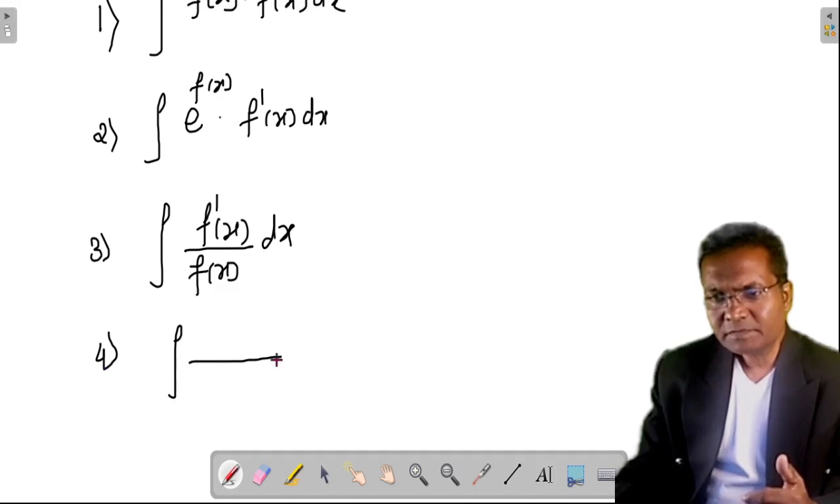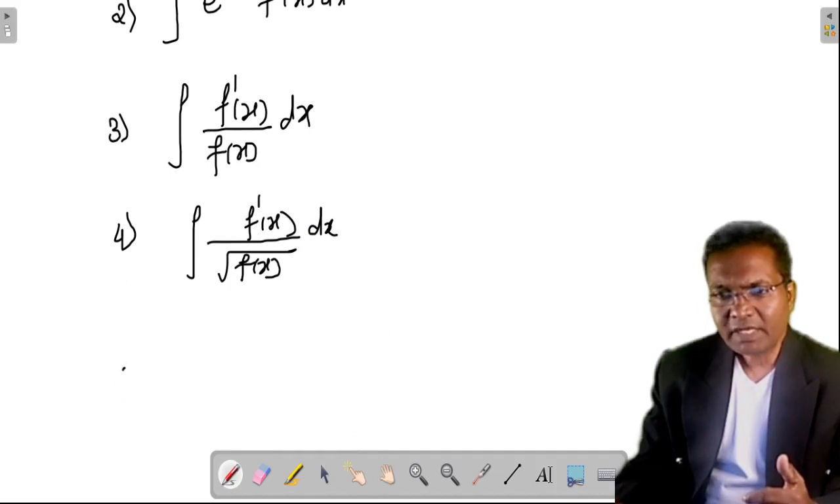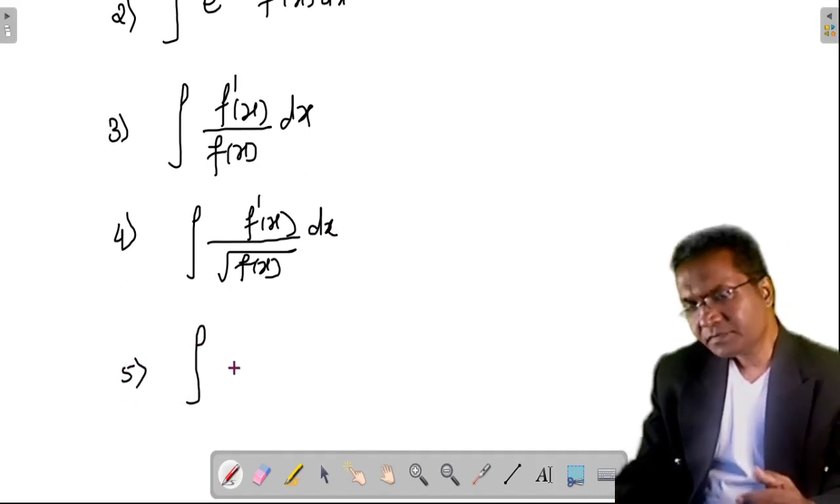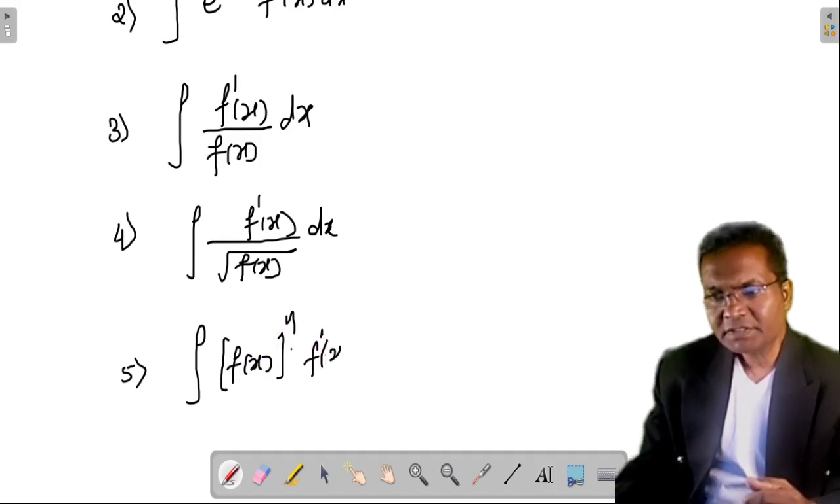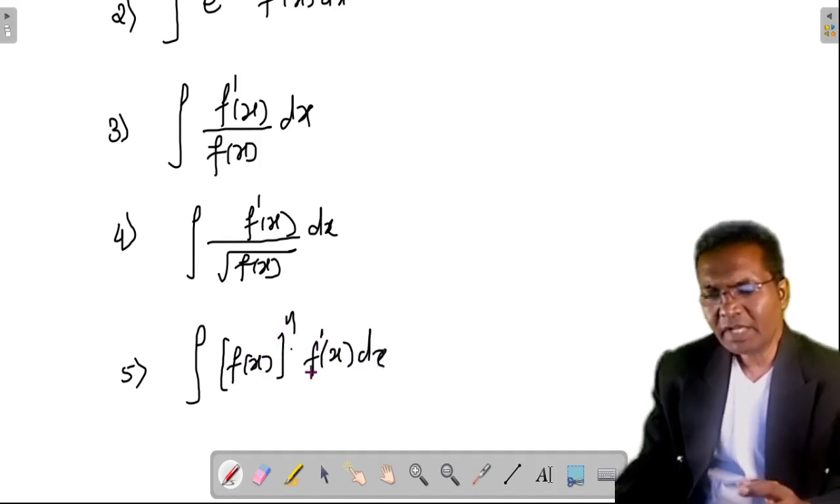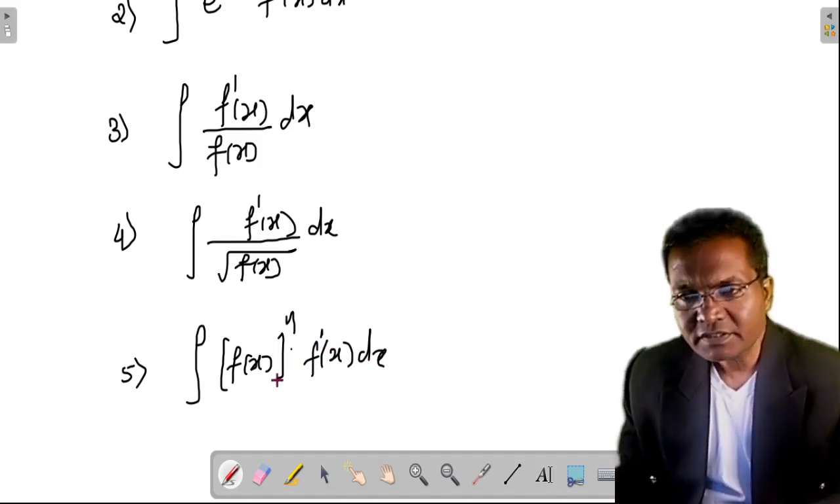You may have under root f of x and its derivative somewhere here. Or you can have the integration of f of x power n into the derivative of f x, f dash x. In such cases we use the method of substitution.